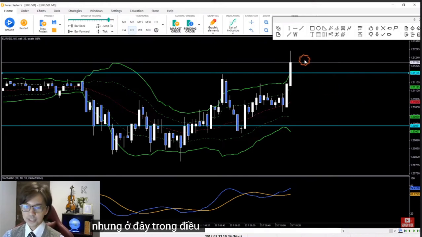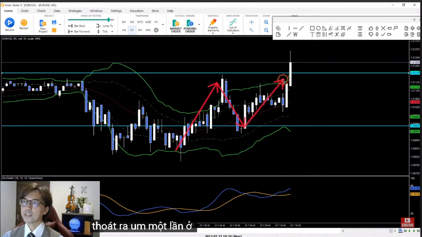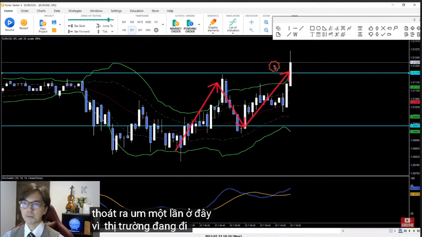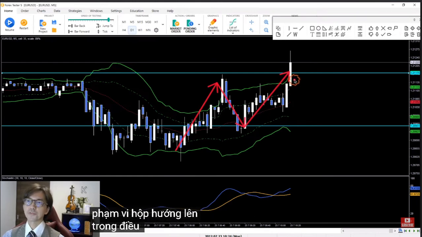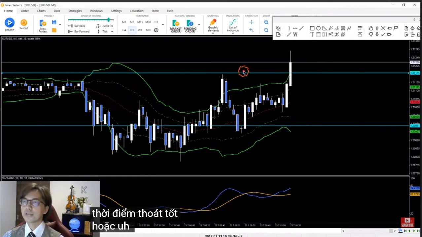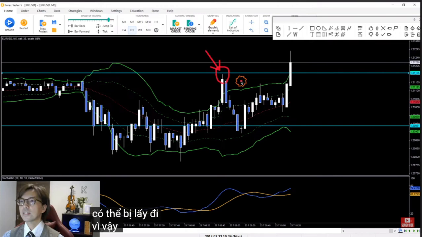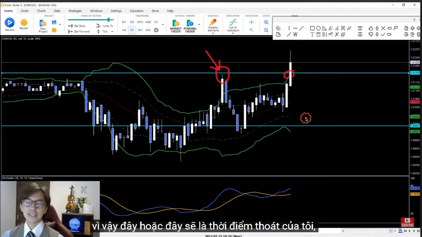But in this condition, I would prefer to exit here because the market is going up, breaking the box range upwards. So that was a good exit timing. Or over here, the position might be taken away. So it's either here or here will be my exit timing.